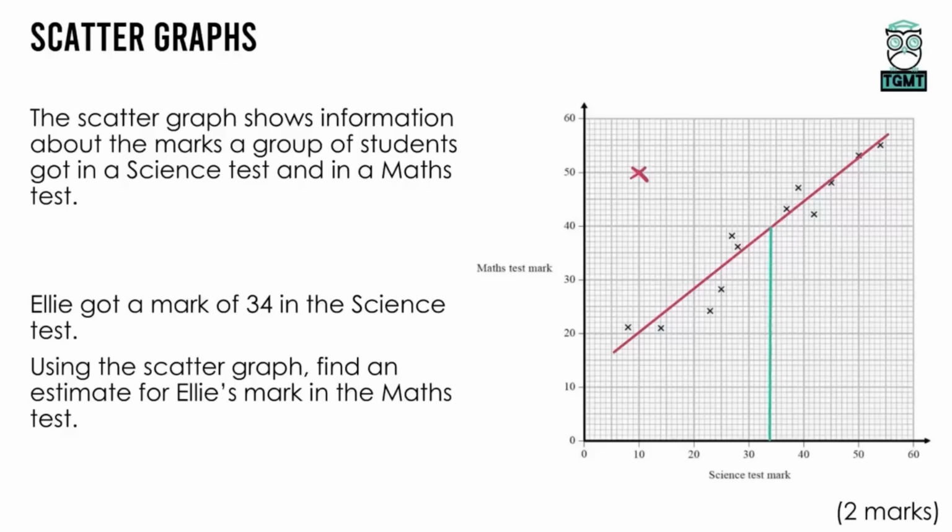Once we've done that, we're going to go straight over to the other axis, and you can see on this one it lands perfectly on 40. Now yours, if you were doing this, might not land perfectly on 40. It might have been just above or just below. So there are going to be a range of values that you are allowed, but for my one, we have 40. And there we go, that's using a line of best fit on a scatter graph.